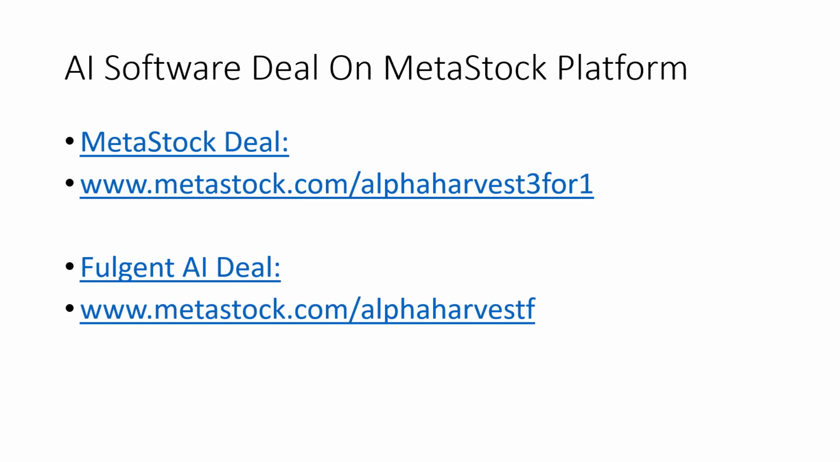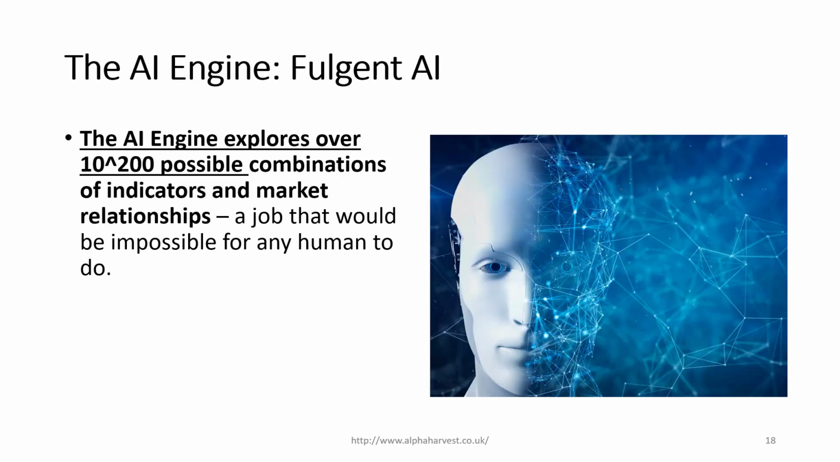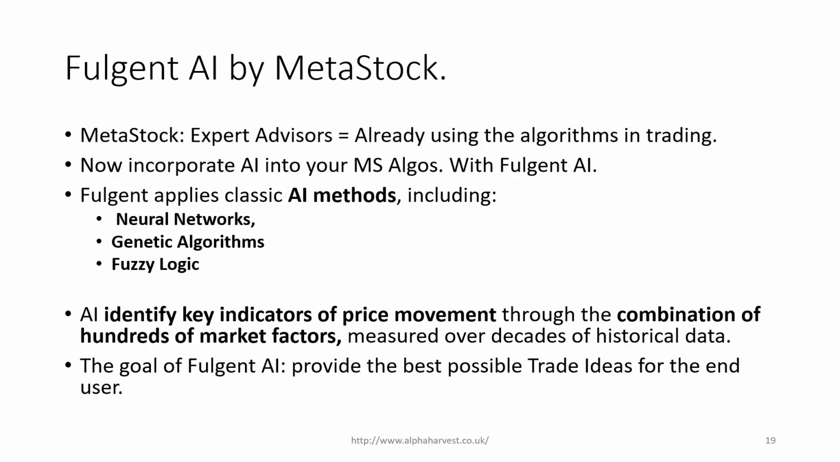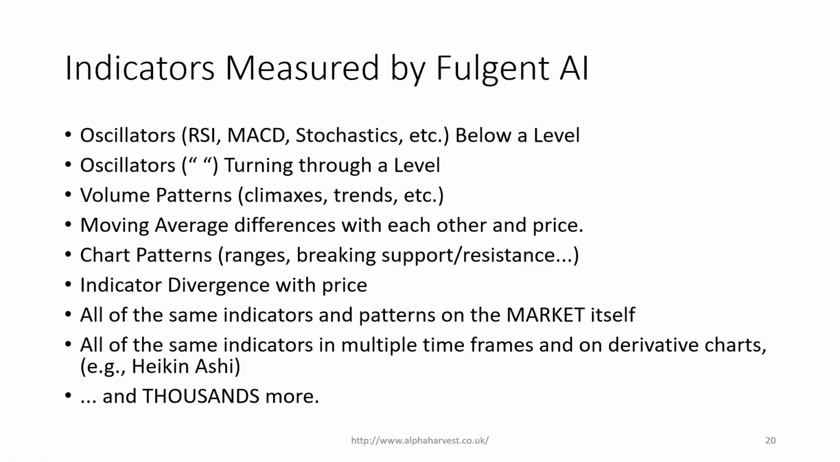In part 3, I just wanted to give a little bit more detail on the artificial intelligence trading. As mentioned, the tip of the iceberg explanation is the AI, using genetic algorithms, does 10 to the power of 200 different combinations of all the technical indicators and settings. The genetic algorithm identifies key indicators of price movement through a combination of hundreds of market factors measured over decades of historical data. So this really provides some of the very best artificial intelligence trading strategies.